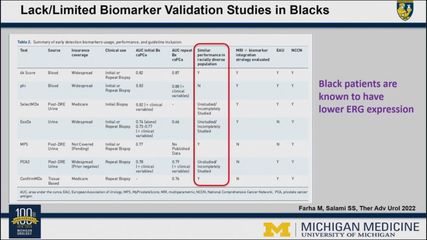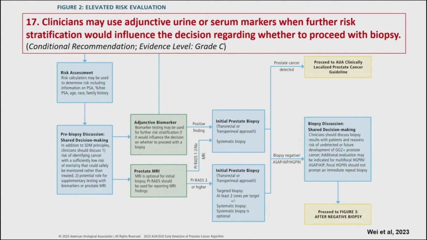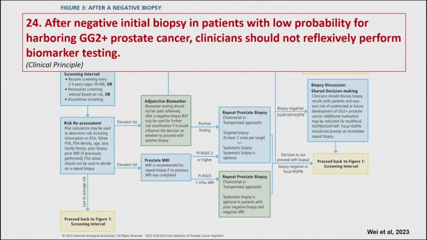So what do the guidelines say? How should we use this test? They should not be ordered reflexively. They should be used when they would improve our ability to risk stratify patients to make the decision to proceed with a prostate biopsy. They're considered optional. And in the repeat biopsy setting, in a patient who has a negative biopsy but has a low likelihood of harboring an aggressive prostate cancer, let's say the PSA density is really low, less than 0.1, there will be no need to order a biomarker test in that scenario.